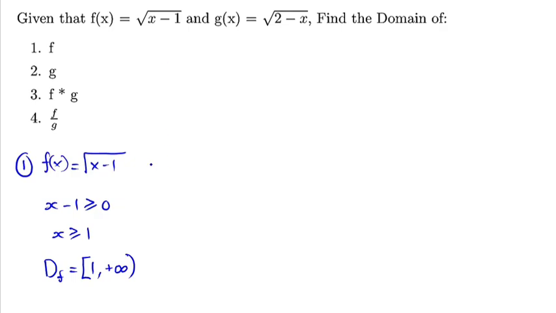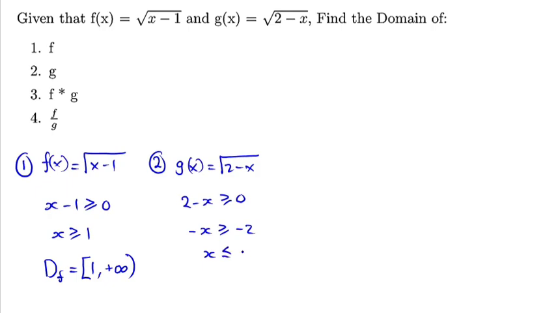Alright, so next, number 2. Number 2, we have the domain of g. So g is the function 2 minus x. So same thing. This 2 minus x must be greater than or equal to 0. So this means that 2 is greater than or equal to x, or no, let's do it this way, not like this. We can say negative x is greater than or equal to negative 2. So this means that x is less than or equal to positive 2. Because if we divide both sides by the negative, for an inequality, we have to flip the sign.